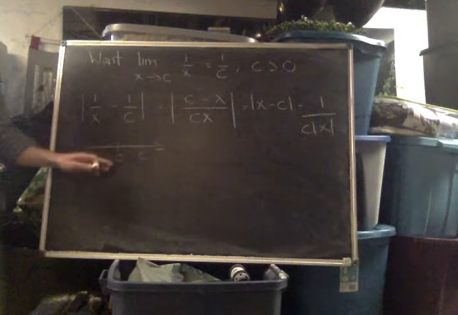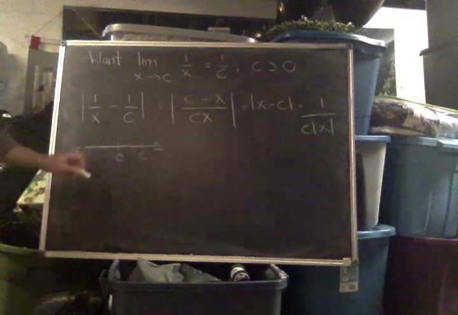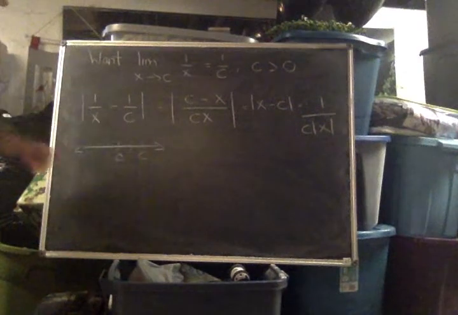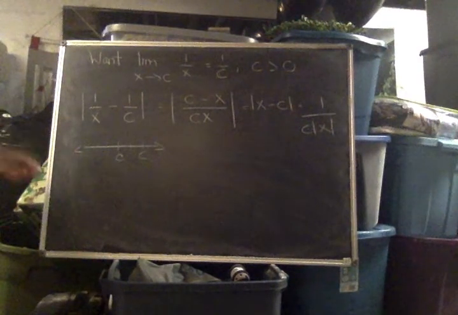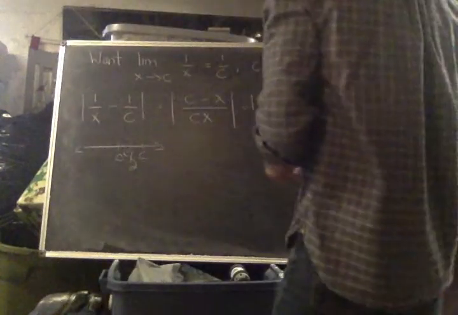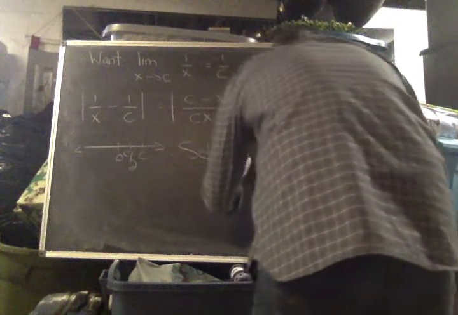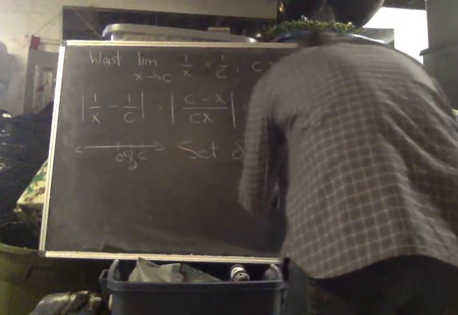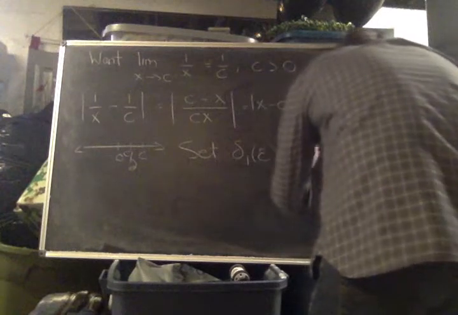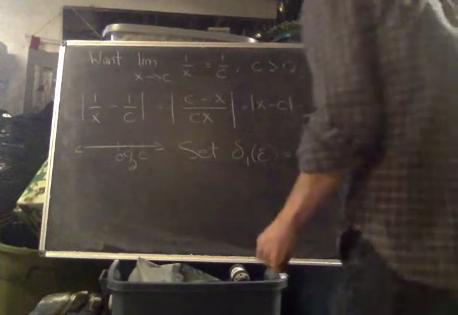So, let's make sure that x doesn't wander further away than, say, halfway to 0. And how far is that? Well, that distance then, of course, is c divided by 2. Okay? So that's our first stab at delta. We're going to set delta 1 of epsilon to be equal to c over 2.